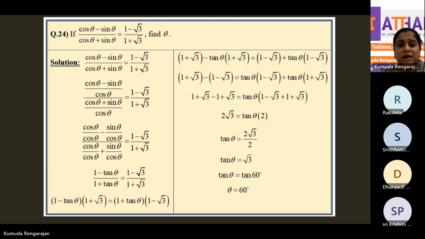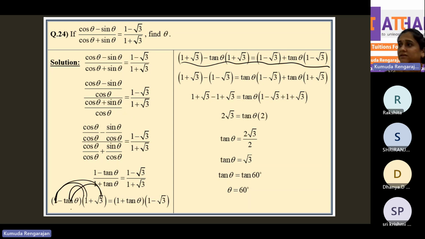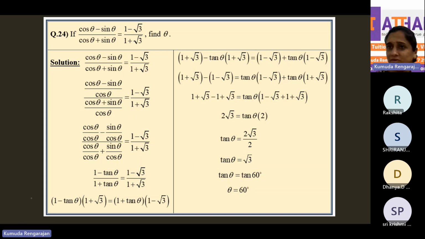And I said, like I multiplied, you don't have to do it like this. You can also do it term by term, 1 into 1, and then 1 into tan theta, √3 into 1, √3 into tan theta, like that. Then get the tan thetas on one side, numbers on the other side, like this.